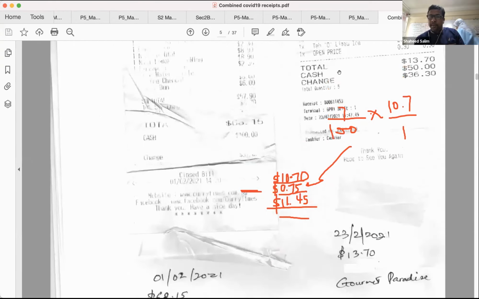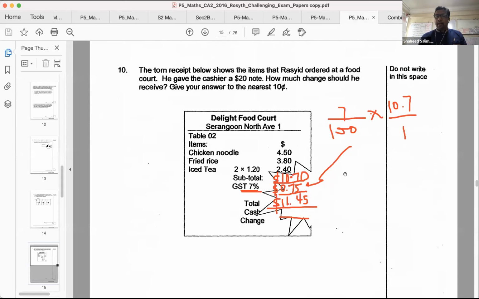Down here, see? Cash given $50. How much you pay? $13.70. You take $50 minus $13.70. This is the change you are supposed to get back. $36.30. Now same thing lah.